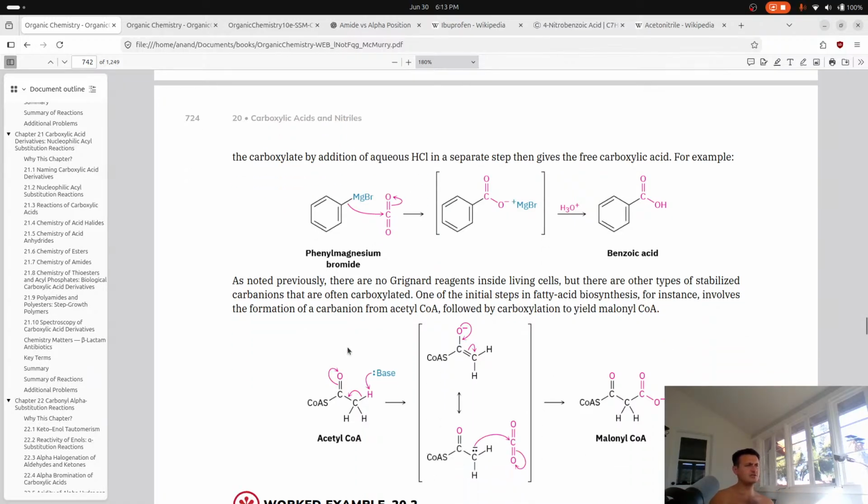As previously noted, there are no Grignard reagents inside living cells, but there are other types of stabilized carbanions that are often carboxylated. One of the initial steps in fatty acid biosynthesis, for instance, involves the formation of a carbanion from acetyl CoA, followed by carboxylation to yield malonyl CoA.